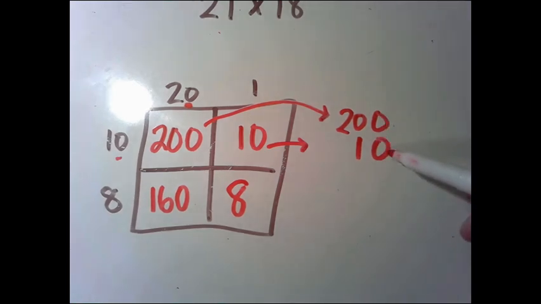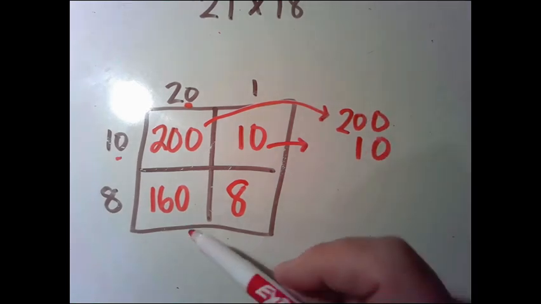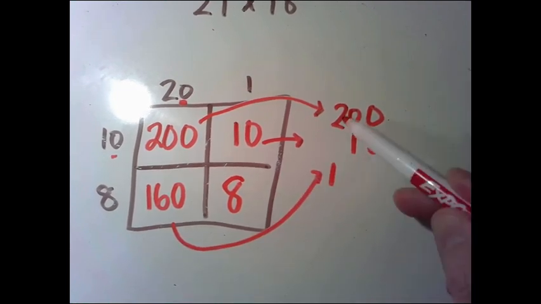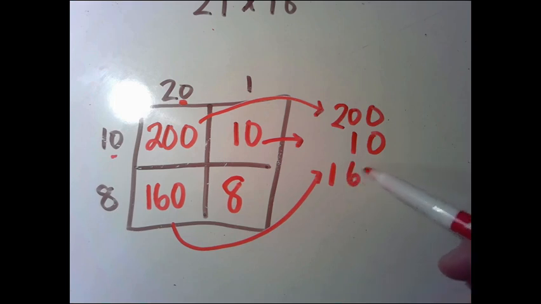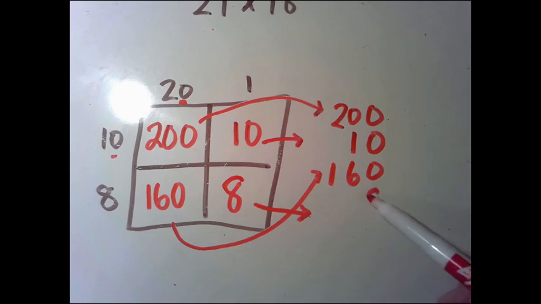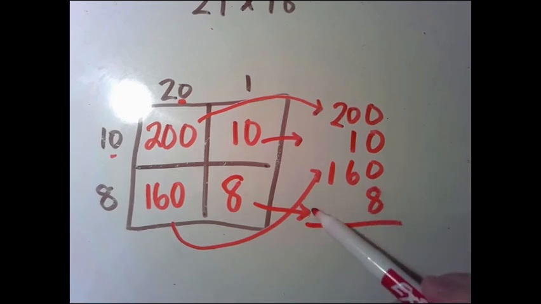Again, I'm making sure that I line up my 1s and my 10s. 160. Again, I'm making sure that my hundreds go in the hundreds. 160. And then last is 8. 8 goes in the ones place. And once we have all our partial products here, then we can add them up.